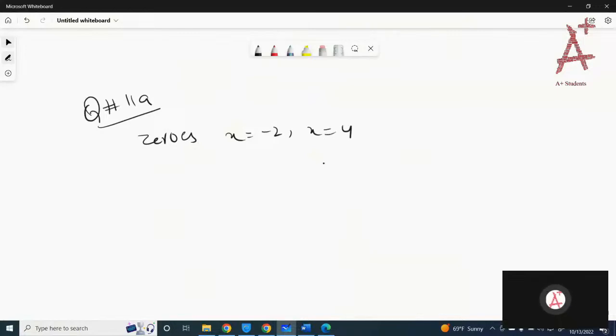So we have to write the equation in the factored form. So the equation is then y equals a times (x plus 2)(x minus 4). That's how we write the equation using the zeros. Here you have -2, so x minus minus 2 is x plus 2, and this is positive, so it is x minus 4. Got it? This is the equation in the factored form.